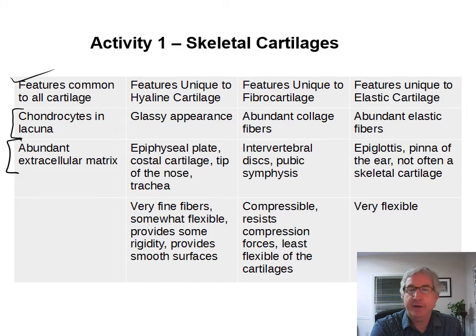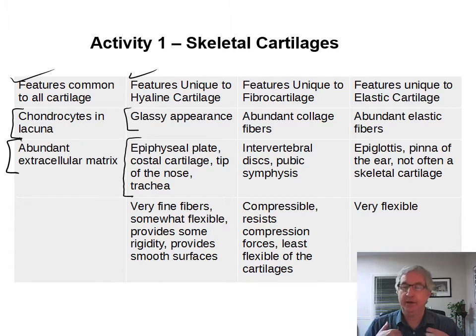The features unique to hyaline cartilage: it has a glassy appearance. If you remember, we talked about that in Tissues lab. It is found on the epiphyseal plate, costal cartilage, the tip of the nose, and the trachea. The epiphyseal plate, we'll talk about what that is; that's your growth plate in a bone. Costal cartilage, costal meaning ribs, is the cartilage that's here. The tip of the nose, and your trachea has those rings on it, that has hyaline cartilage in it.